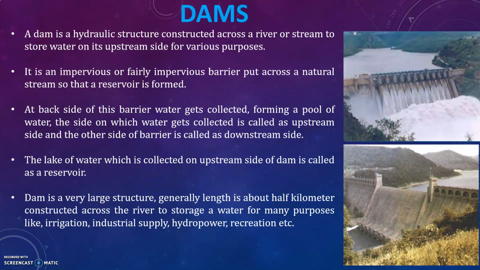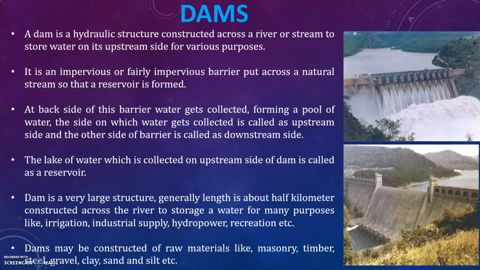A dam is a very large structure. Generally, the length is about half a kilometer, constructed across the river to store water for many purposes like irrigation, industrial supply, hydropower, recreation, etc. Dams may be constructed of raw materials like masonry, timber, steel, gravel, clay, sand, and silt, etc.